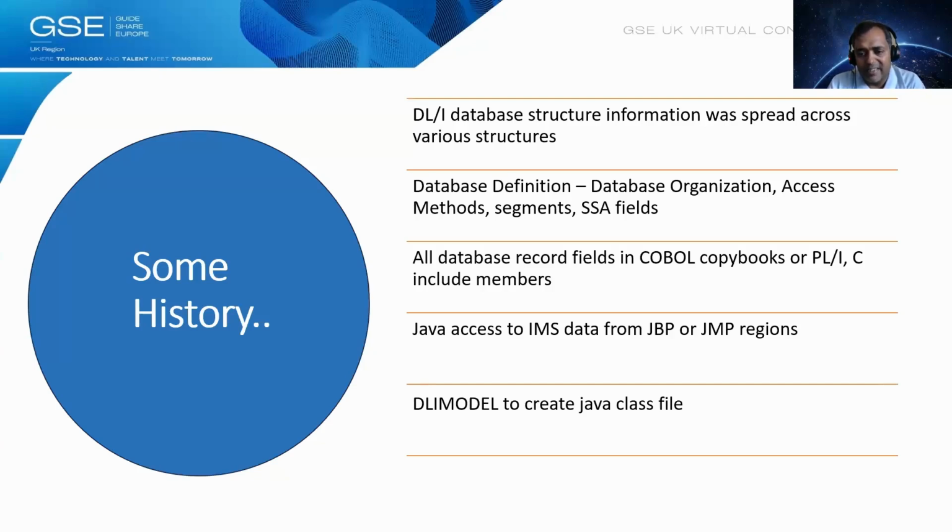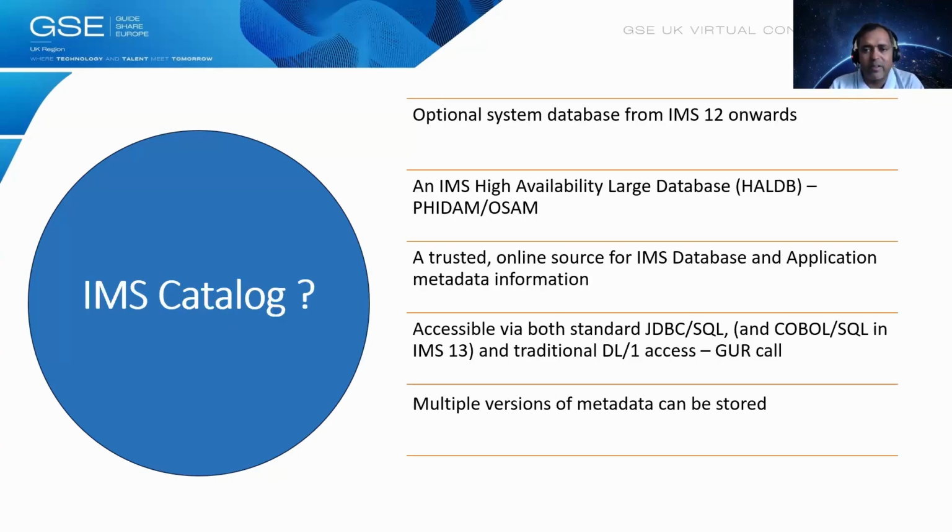And what this utility does is generate Java class files that contain static definitions of your database at the point when this utility was run, right? So if you make changes to your database, you again have to run this DLI model utility to create a new Java class so those applications can access it, right? And using this utility was not very convenient. Okay. So because of these drawbacks, in IMS 12, the IMS catalog was introduced.